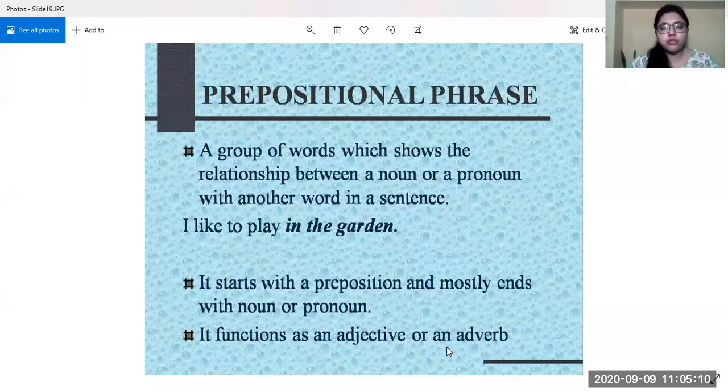And prepositions, we know, are the words which bring in the relationship, which show the relationship between a noun or a pronoun and the other parts of the sentence.